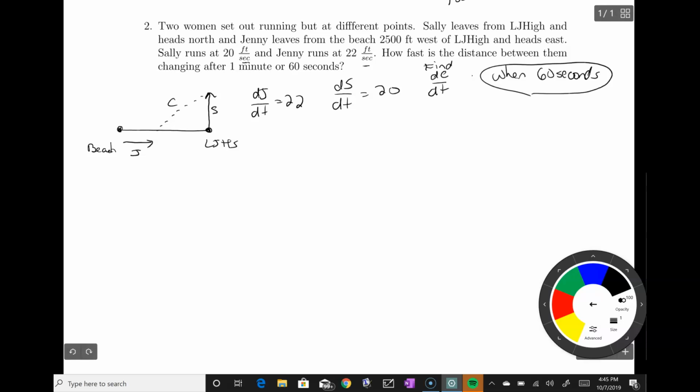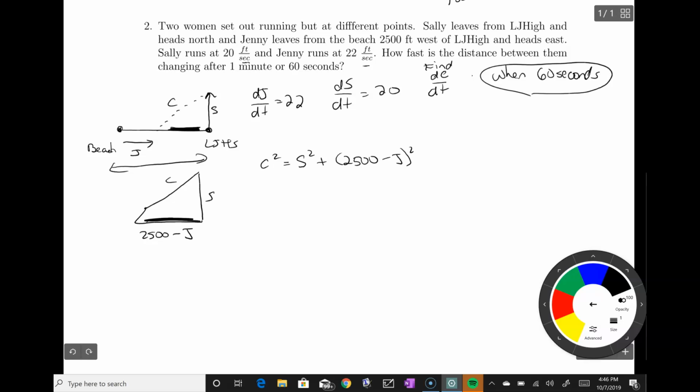So I need to get my triangle. So here's C and S, and this part of the triangle here will be the 2500 subtract the J, because all of this was 2500. Subtract the J, that will leave me with 2500 minus J. So my triangle equation is C squared equals S squared plus (2500 minus J) squared.